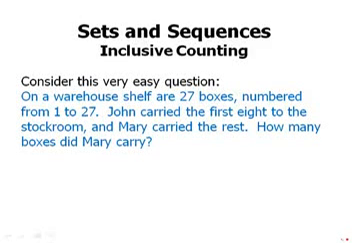So now we'll talk about inclusive counting. First of all, consider this very easy question. On a warehouse shelf, there are 27 boxes numbered from 1 to 27. John carried the first 8, so he carried boxes 1 through 8, and Mary carried the rest. How many boxes did Mary carry? Well, obviously what we would do is simply subtract. 27 minus 8 is 19. That would be the number of boxes that Mary carried. So that's a really easy question.